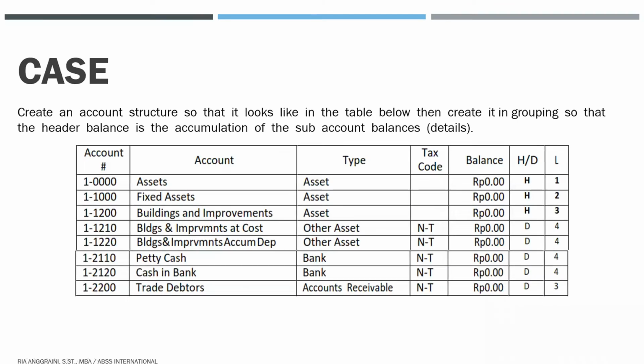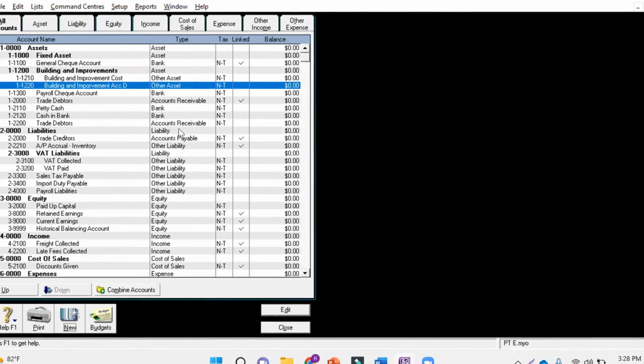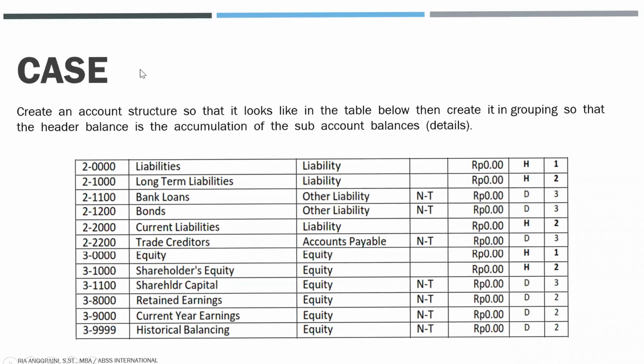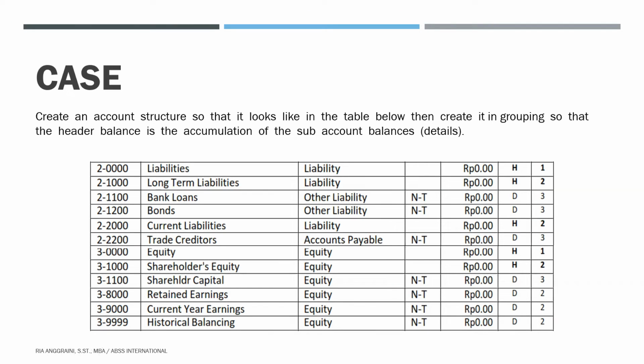220, trade debtors. All right, we have some here: trade debtors, petty cash, cash in bank, and trade debtors. We have others. You can just capture this account and then input all of these accounts in your ABSS to make your practice perfect.